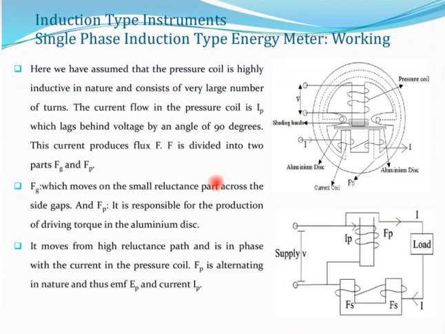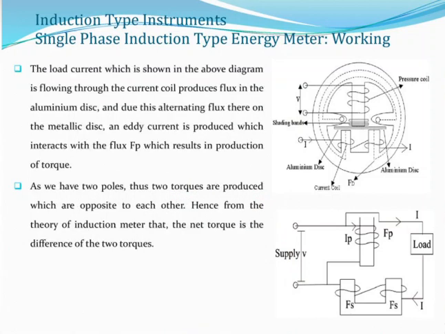F is divided into two parts, Fg and Fp. See here, this is Fg and Fp. Fg moves on the small reluctance path across the side gaps, and Fp is responsible for the production of driving torque in the aluminum disc. It moves through the high reluctance path and is in phase with the current in the pressure coil. Fp is alternating in nature and thus produces EMF EP and current IP. So see here, this is the single phase induction type energy meter working.